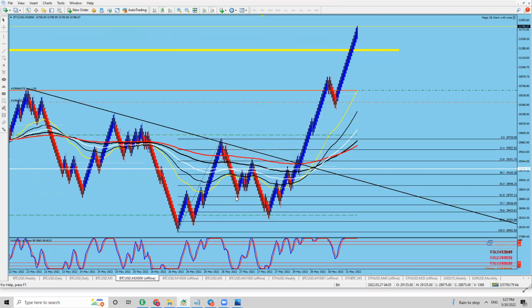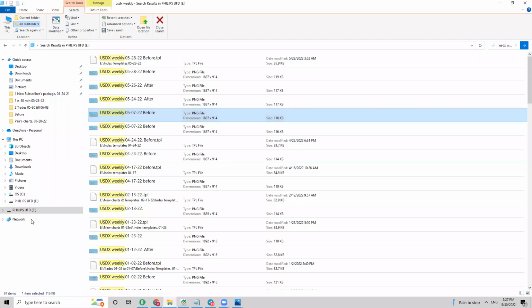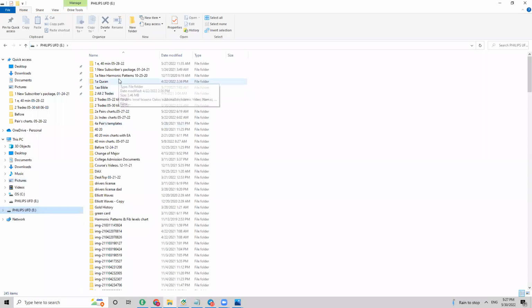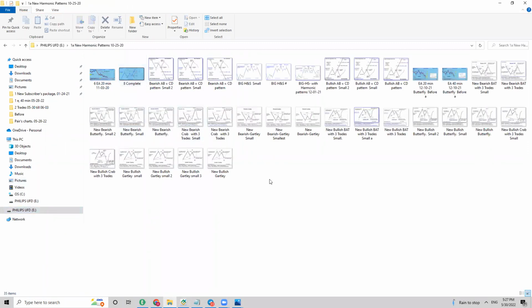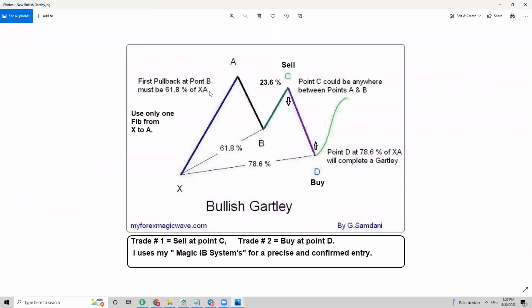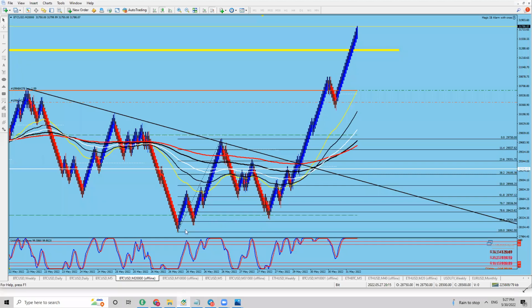You see that the first pullback is exactly at 61%. Then it went up to exactly the 23% line, and then came down to 78%. That's a perfect Gartley pattern, by the way, a bullish Gartley. Let me show you that real quick. X, A, B at 61%, C at 23%, D at 78%, and boom, it goes, right? Look what happened. All the way at the bottom, it was a bullish Gartley, and from there on, boom.